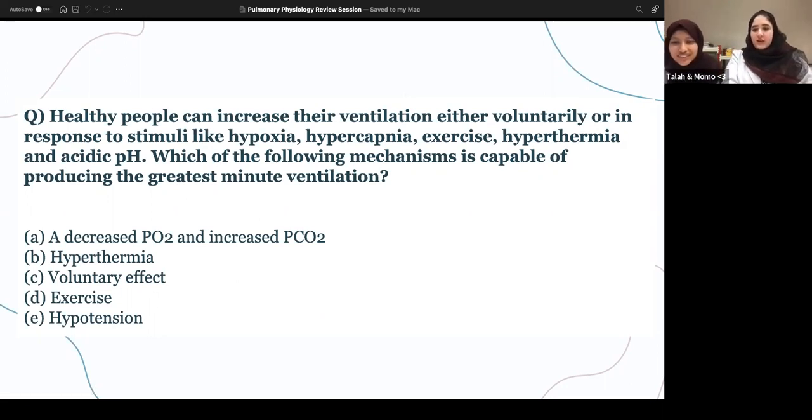By the way, I googled the VQ mismatch question. Diseases like emphysema have a high ratio, and diseases like asthma have a low ratio. Listen, as long as it's not in your lectures, don't worry about it. Yeah, it's fine.